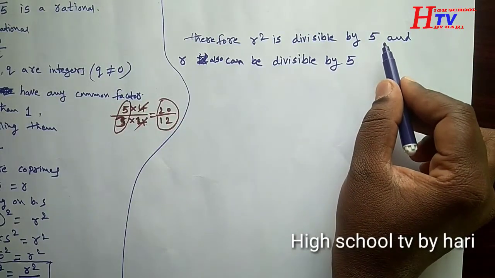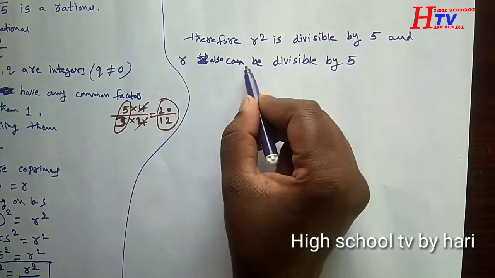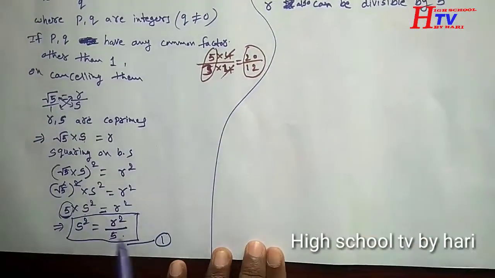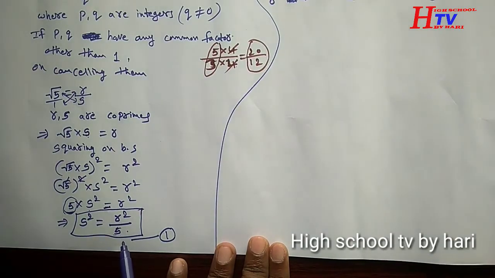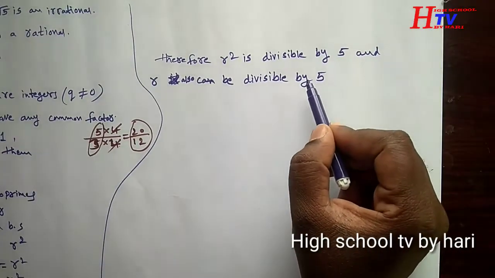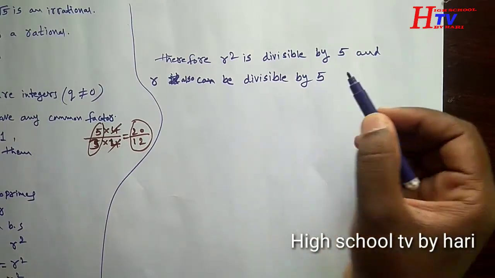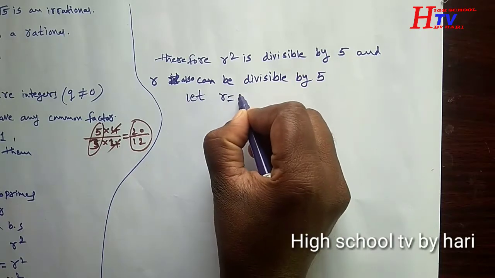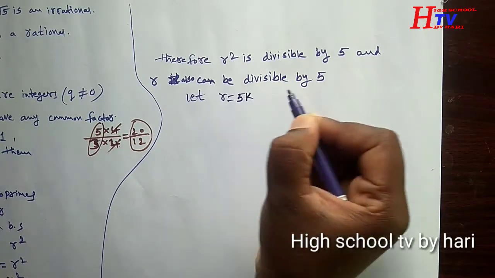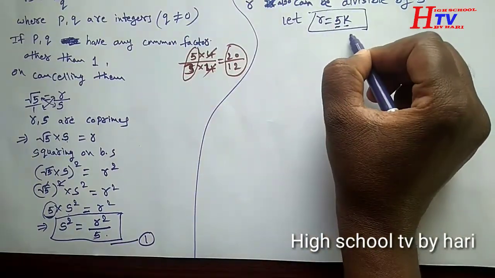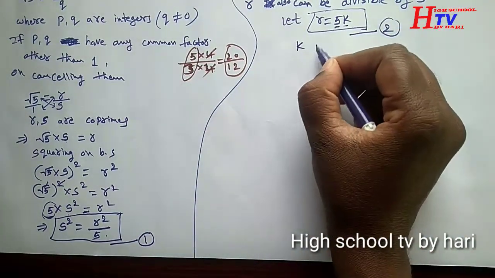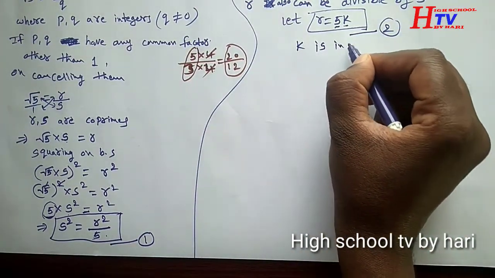Therefore, from equation 1, r square is divisible by 5 and r also is divisible by 5. If r is a multiple of 5, then only it is divisible by 5. So we should take r equal to a multiple of 5. That means let r equal 5k. It is a multiple of 5. Say it is equation number 2. What is k here? k is an integer.